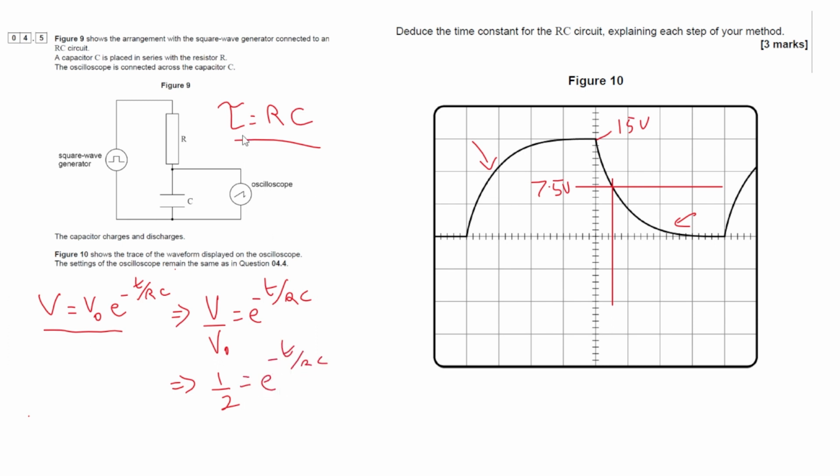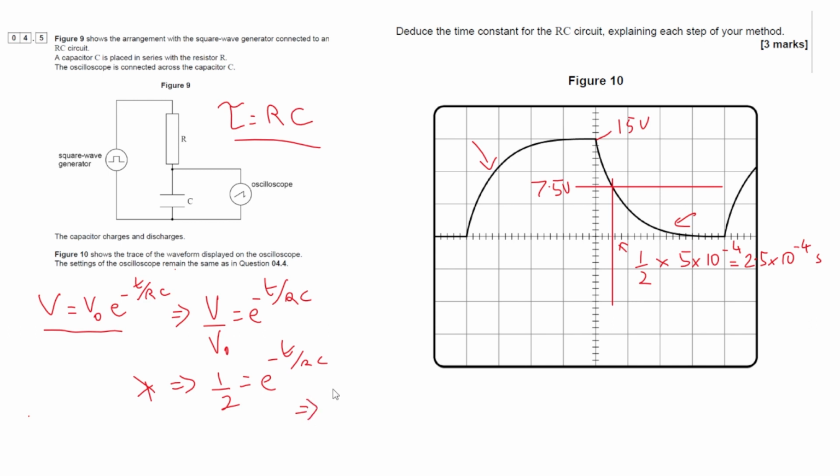Now we can drop a second line down to work out what the time is at that point, which is going to come out as around about half a division. One division being 5 times 10 to the minus 4 seconds. We therefore know that the time at this point is going to be 2.5 times 10 to the minus 4 seconds. And that is our value for t in this version of the equation.